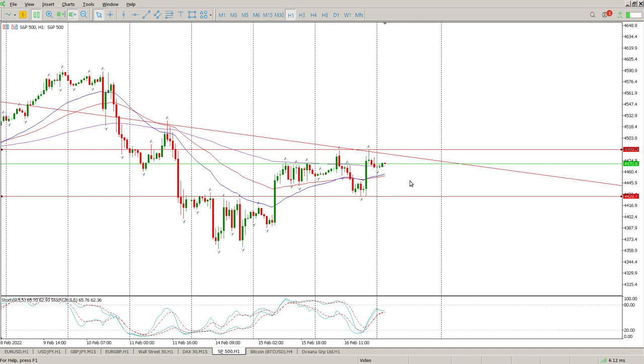Anyway, that's kind of my view at the moment. I'm not entertaining anything until I see a clear break of the highs and lows of yesterday. If we do see that, I want to see a retest, and then we'll take the trade in the direction that it is indicating.